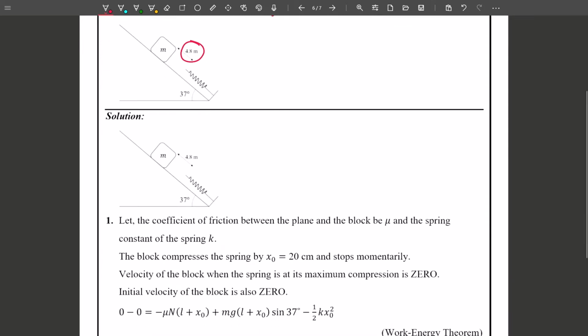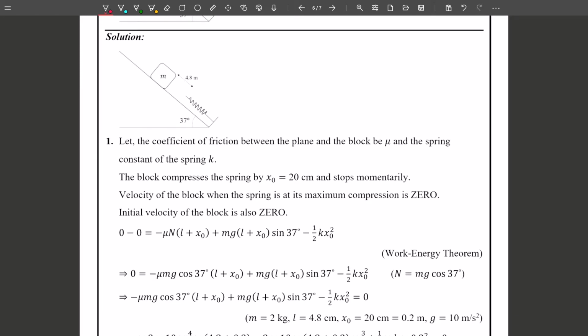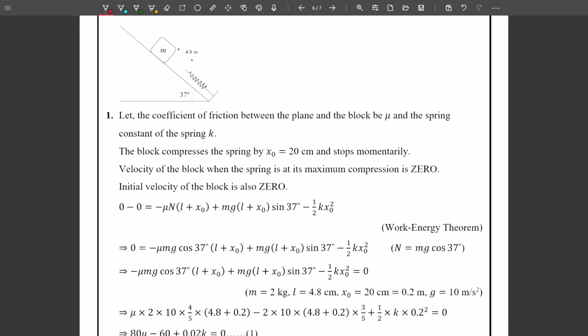Okay, so look at this. How are we solving this? First part, let's divide the problem into two parts. First is when it momentarily stops for the first time, just compresses, and second part is when it stops and rebounds and then finally stops. Initially it started slipping, it was at rest, so initial is 0. And when the spring is at maximum compression, then also the velocity of the block will be 0. So change in kinetic energy is 0.